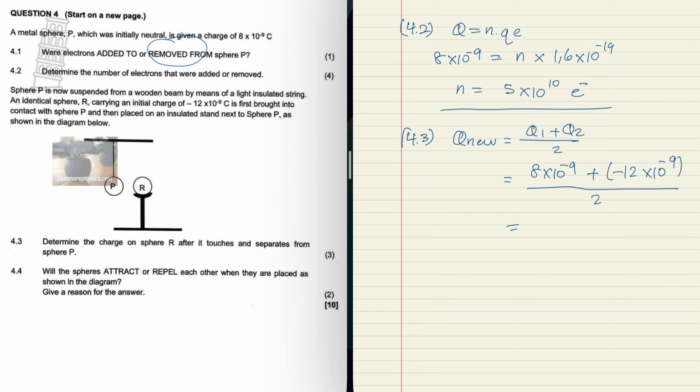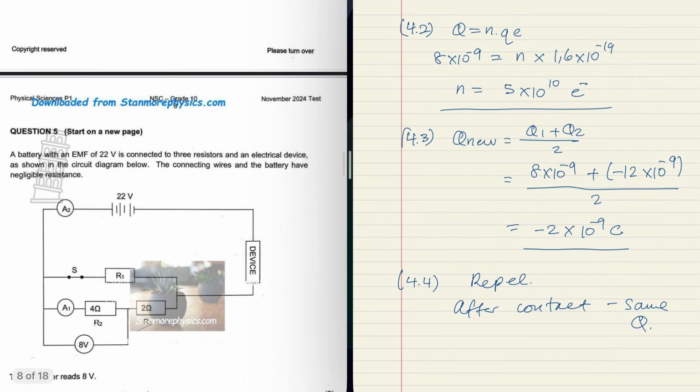Question 4.4, will the spheres attract or repel each other after contact? So they are going to repel each other. And the reason is, once they come into contact, they are now going to have the same charge. So after contact, they have the same charge, and like charges will repel.